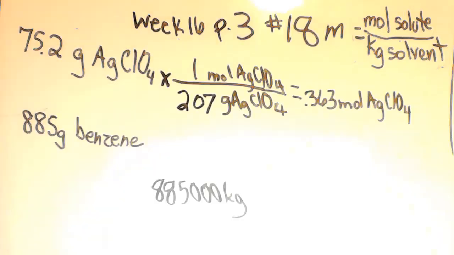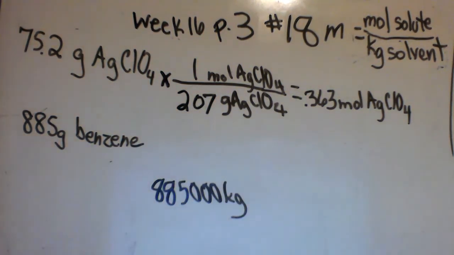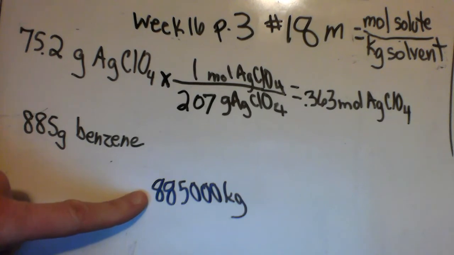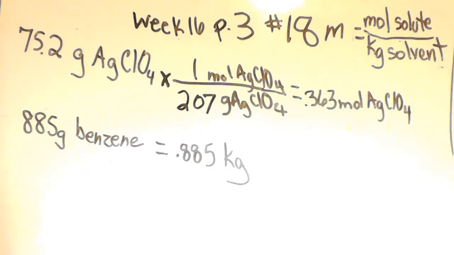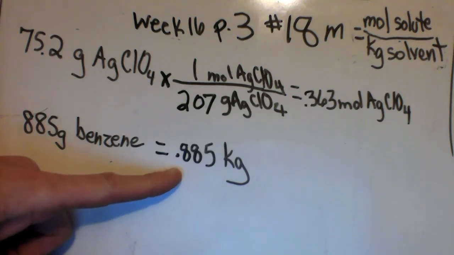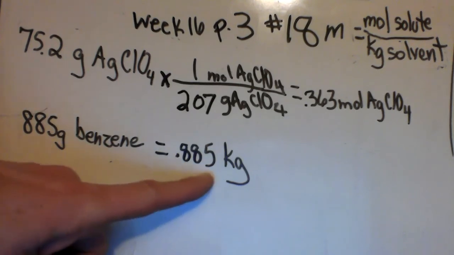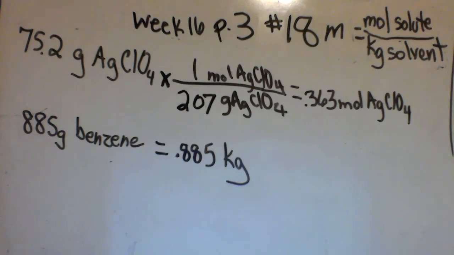If we move it to the right, we would have 885,000 kilograms. Now that's obviously way bigger than only 885 grams. So this tells us that we've moved it in the wrong direction. If we move the decimal point 3 places to the left, that's the same as dividing by 1,000. So we know that we have 0.885 kilograms of benzene. Now we're going to put our numbers into the molality equation.